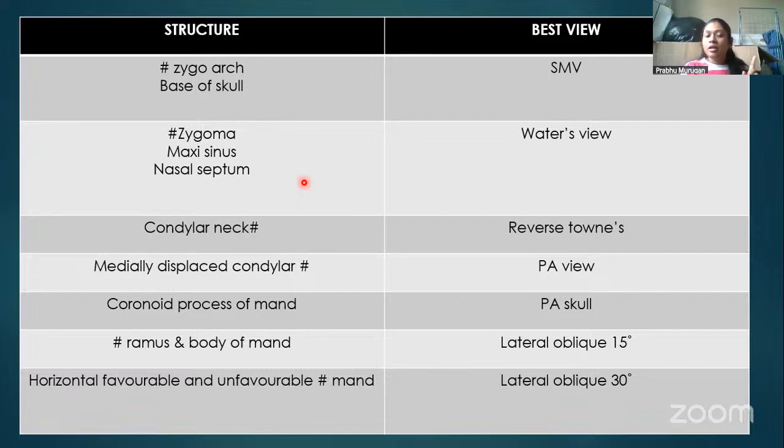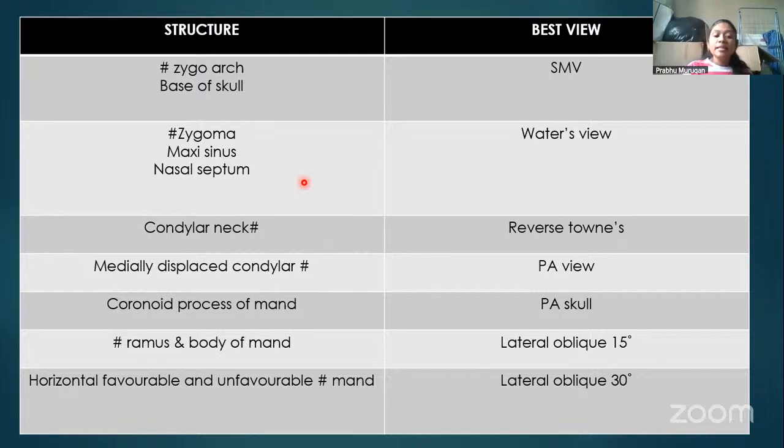Okay. The only sinus that is not seen in the Waters view is the sphenoid air sinus, and to view that, we have to take a submento vertex projection. Clear? Okay. So, fracture of the condylar neck is best viewed using a reverse Towns projection.